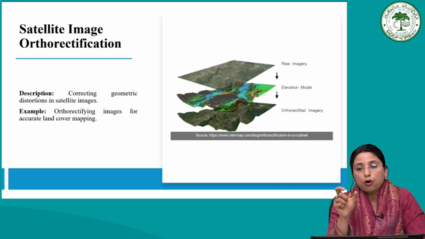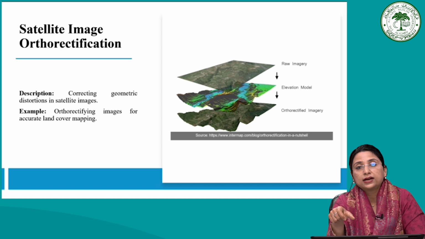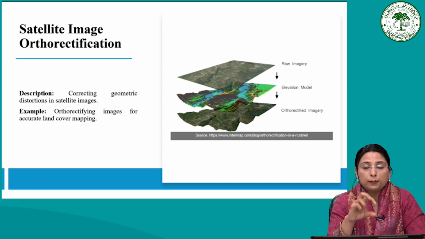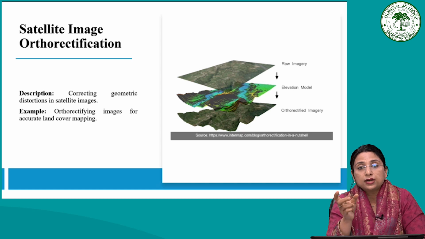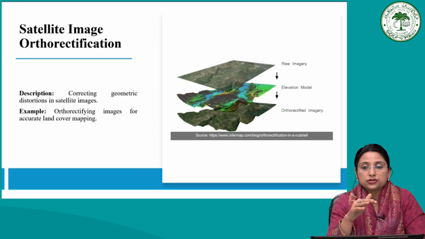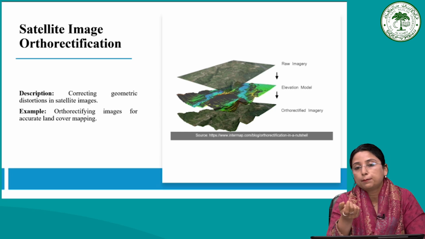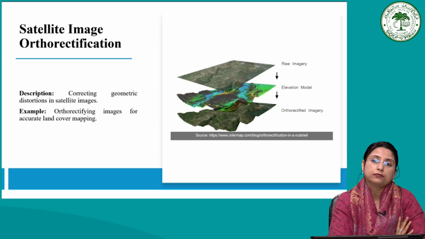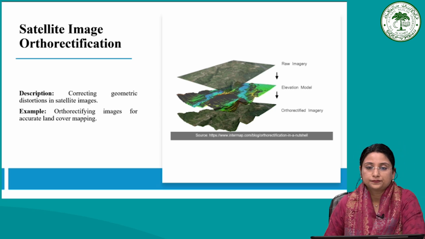So the orthorectification which I am going to talk about here, the satellite image orthorectification, is the process of geometrically correcting the satellite images in order to remove these distortions. In orthorectification we remove the distortions and make that image compatible with the map projections or some ground truth. So let us take the example here.